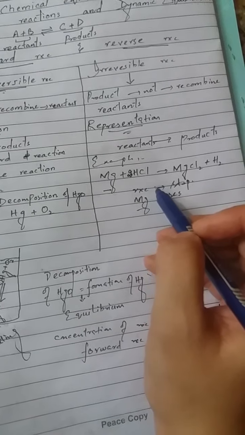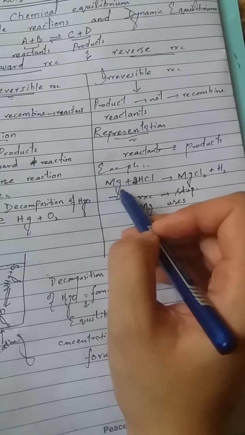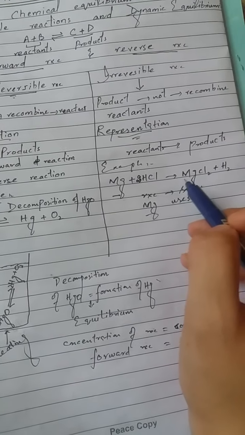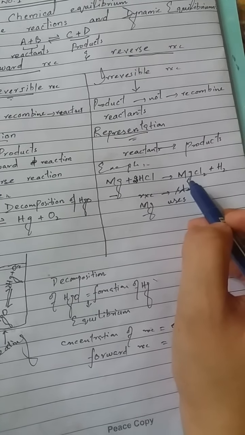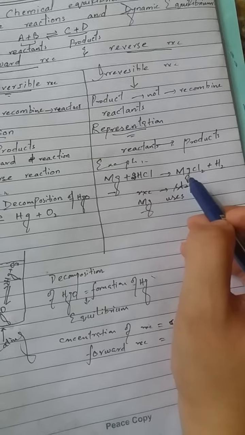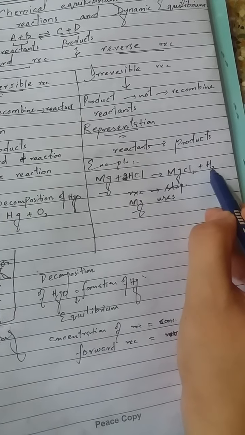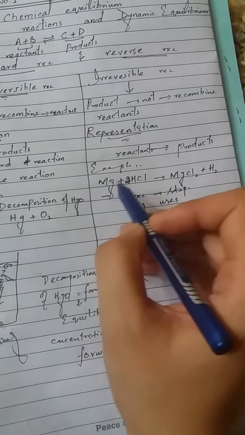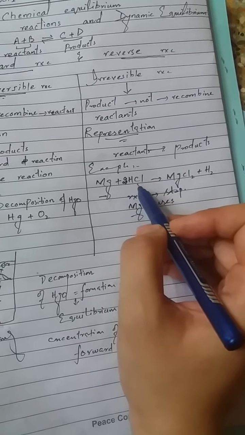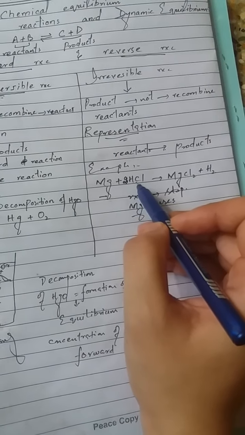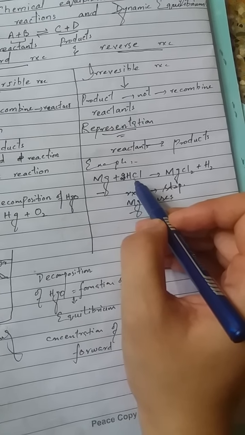It reacts completely with hydrochloric acid and forms magnesium chloride, and hydrogen gas is produced in this reaction. The reaction stops when all the magnesium is used up. So here the reaction will only proceed in the forward direction. Such reactions are known as irreversible reactions because magnesium chloride and hydrogen do not recombine to form magnesium and hydrochloric acid again. Magnesium completely dissolves in hydrochloric acid.